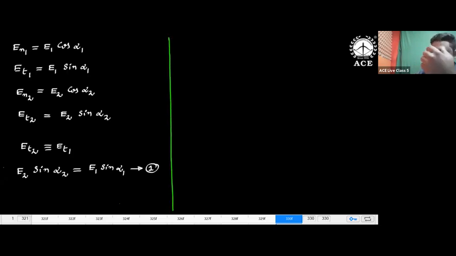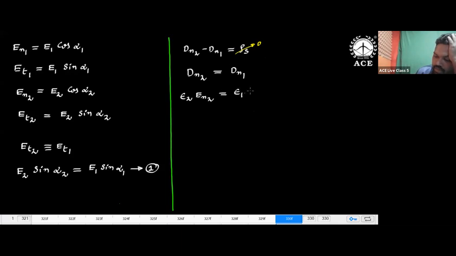What is the other boundary condition? Dn2 minus Dn1 is equal to rho s. You can take a difference whichever way you like. Why? Because here it is a charge-free region, so Dn2 is equal to Dn1. Epsilon 2 into En2 is equal to epsilon 1 into En1. So here it is epsilon 2 into En2.